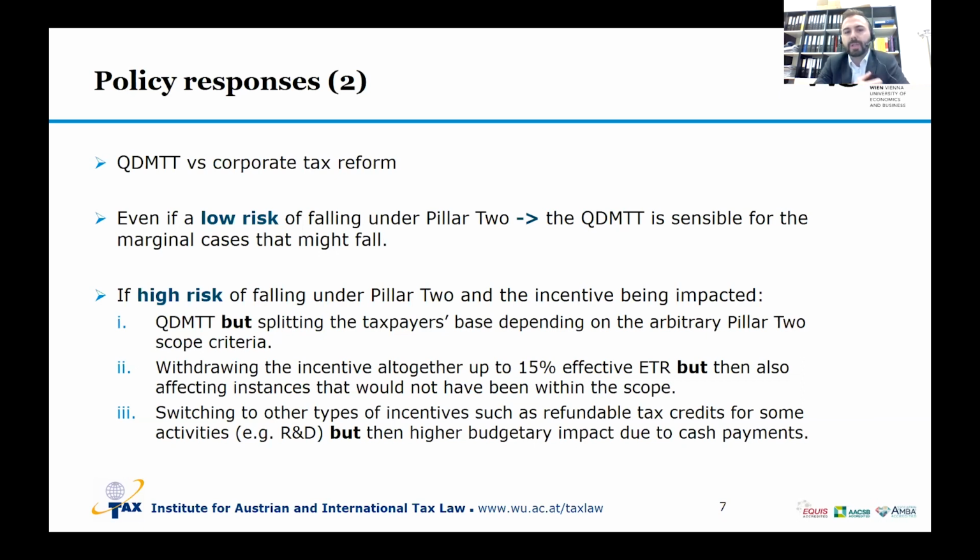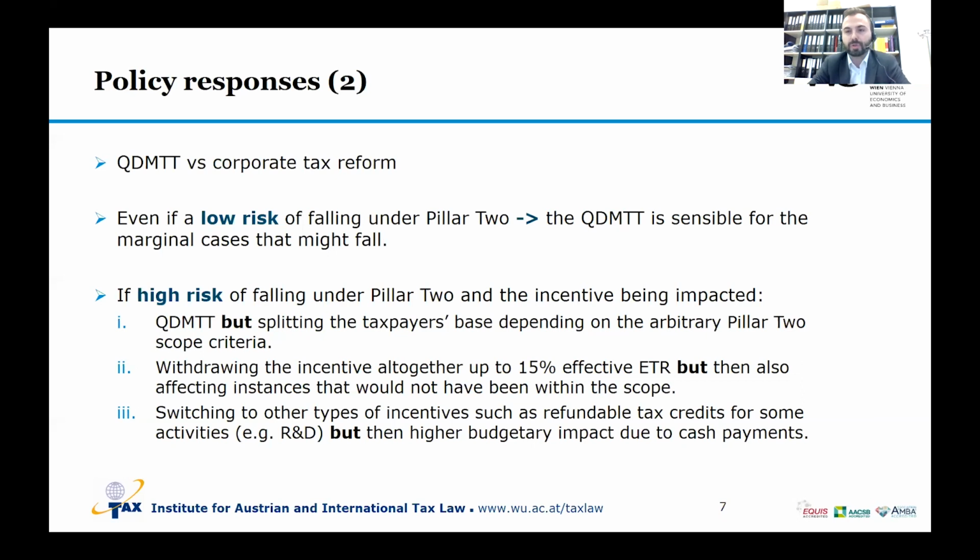And the first point there is that that's an option, but then the outcome will be that the taxpayers' base will be essentially split on the basis of an arbitrary criteria, which are the Pillar 2 in scope criteria, which can create maybe not the most sensible tax policy from certain perspective. The other option is to have a corporate tax reform and withdraw the incentive altogether up to a 15% ETR. But then also the offsetting exercise here will be to see that you will end up in a situation when you withdraw actually the incentive also from instances that wouldn't have been within the scope of Pillar 2, and therefore they wouldn't have been affected by the QDMTT. So there is a balancing exercise here.